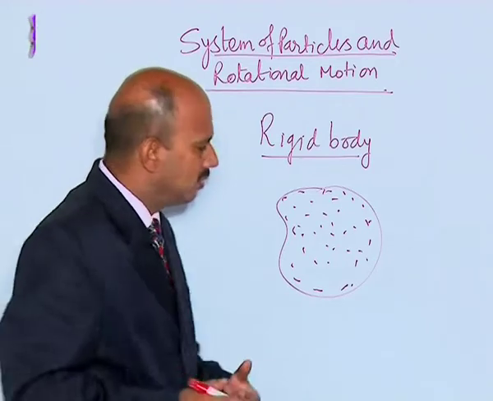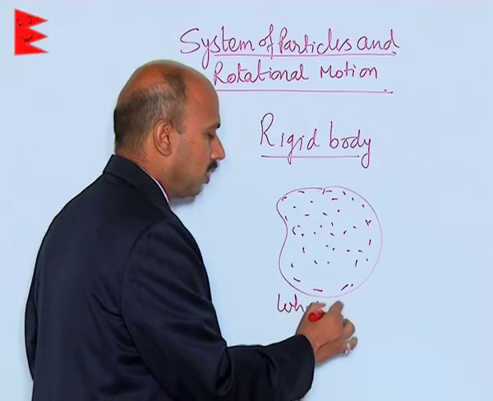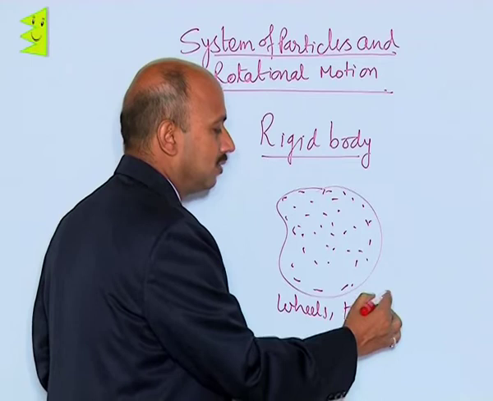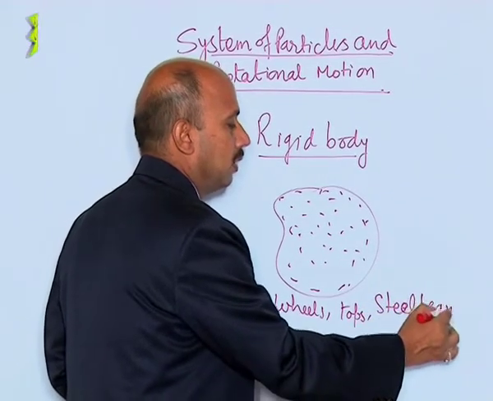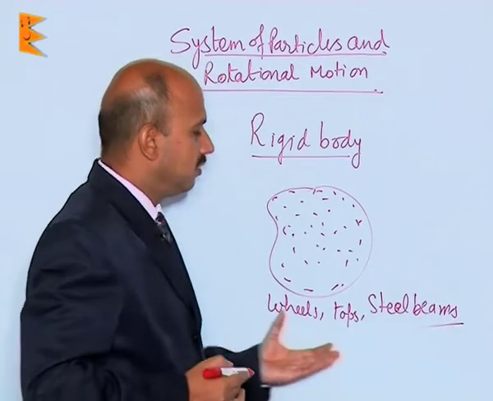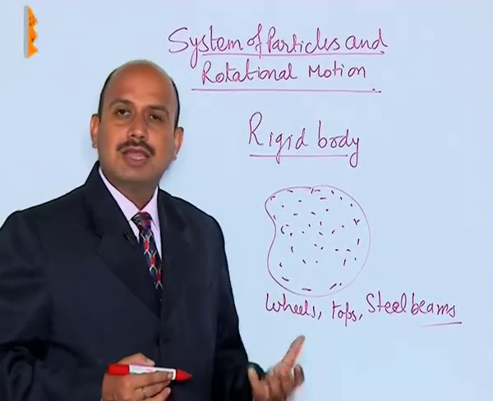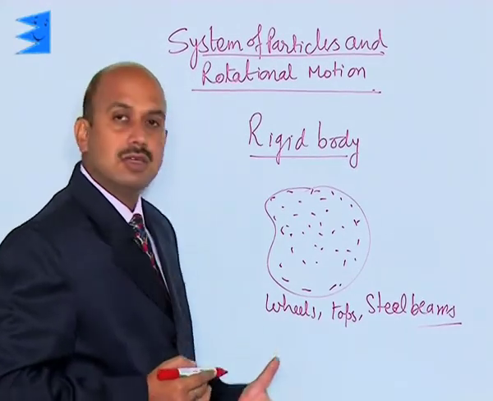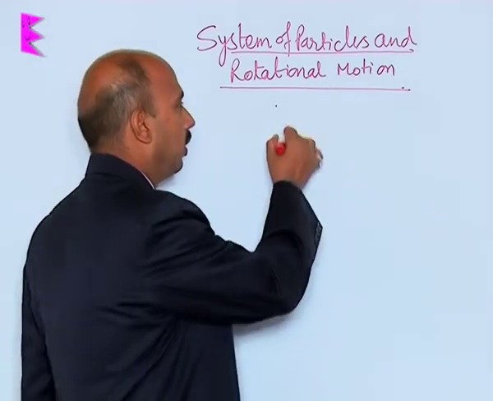But in certain cases, like if you are taking the wheels, tops, and you can take a steel beam. In these cases, when external force is applied, deformation is very less, that is almost negligible. So these bodies can be considered rigid bodies. So now we have to study the kinds of motion of a rigid body.